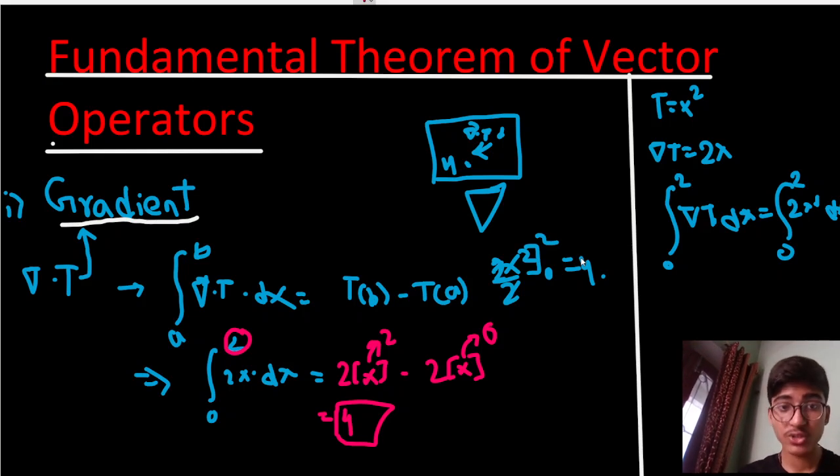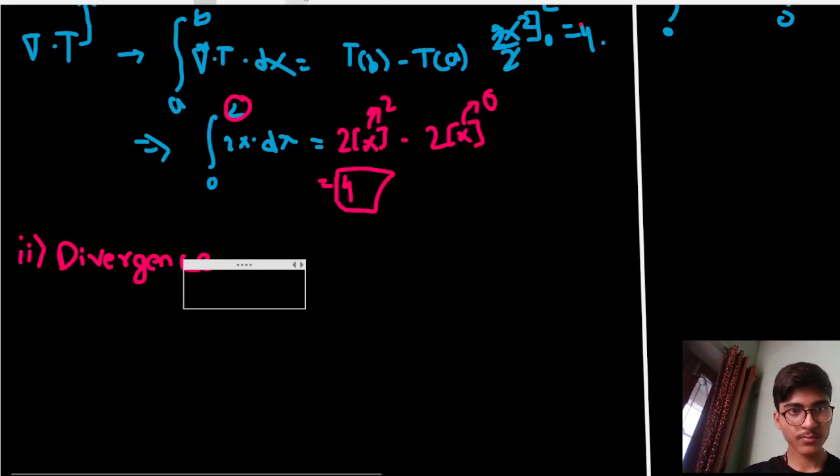Just like this, there is also a fundamental theorem of the divergence and curl. But in this video, I will only discuss the divergence. Curl is a bit more advanced topic, so I will do it in a separate video. As you can see, by using the fundamental theorem of the gradient, the integral becomes much simpler and easier than evaluating a simple integral. So this answer gives us 4. Now let's move to the fundamental theorem of the divergence.